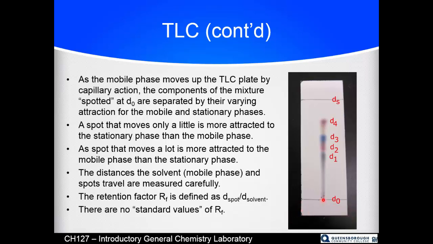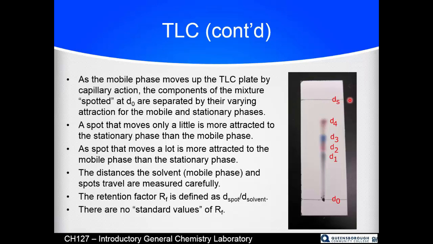And as the mobile phase goes past your dot, it starts to pull the components up the plate. And the components that are really attracted to the stationary phase, to the white powder, don't move up very far. And so you hopefully end up with a dot and some space, and a dot and some space, dot, space, dot, etc. And then you draw a line where the solvent stops moving, where the mobile phase stops moving.